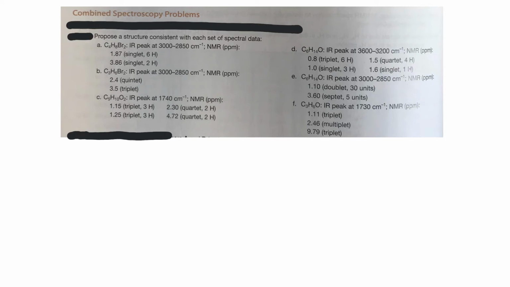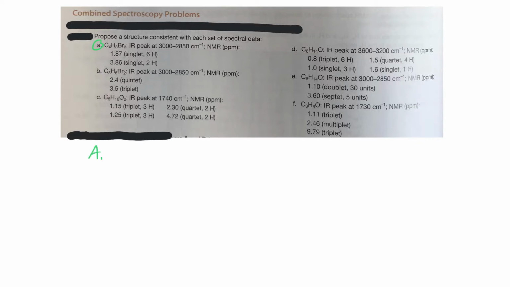Let's get some practice solving these NMR problems that don't provide us with a spectrum, but simply list out in textual form the NMR data. So let's look at letter A to begin with. We've given a formula, C4H8Br2.